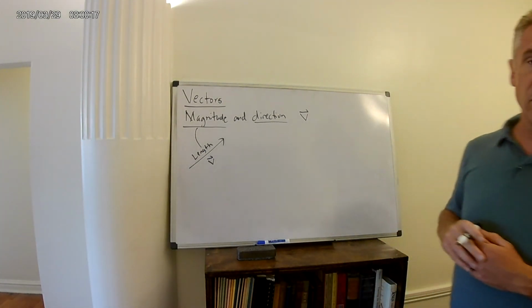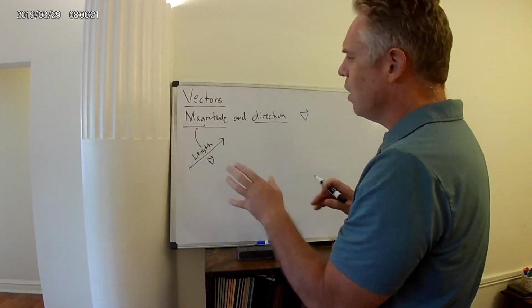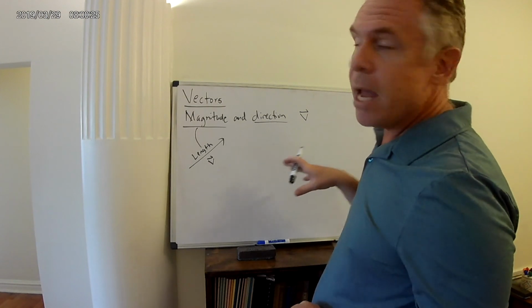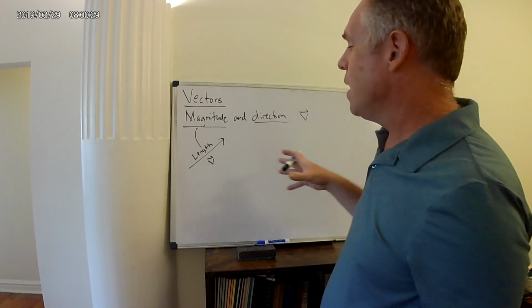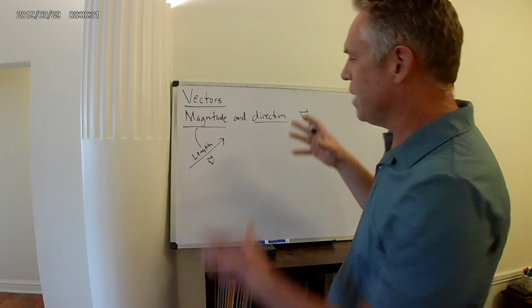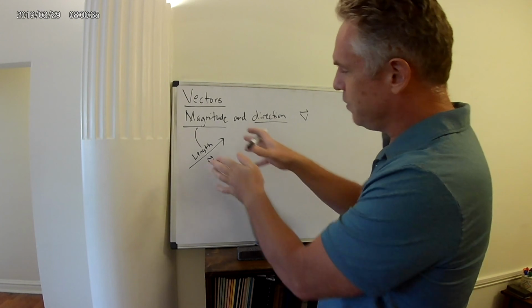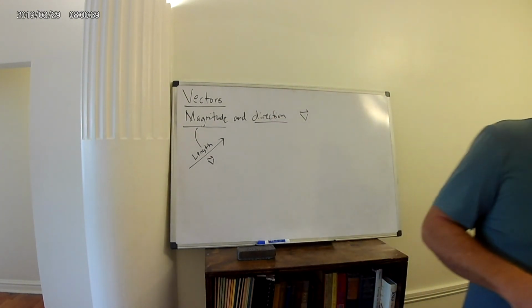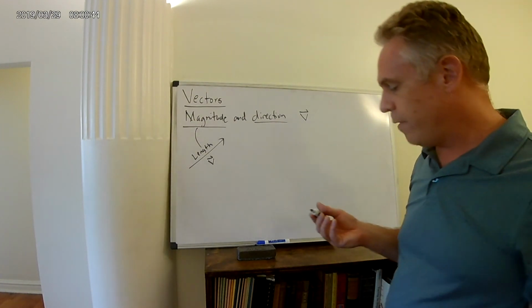Now, one critical point with vectors is I could move this vector around on this board, and as long as I keep the direction the same and the length the same, that's the same vector. Okay, so it's not necessarily tied physically to a certain point in the board. As long as I keep the direction and the length the same, I can move it anywhere I feel like.